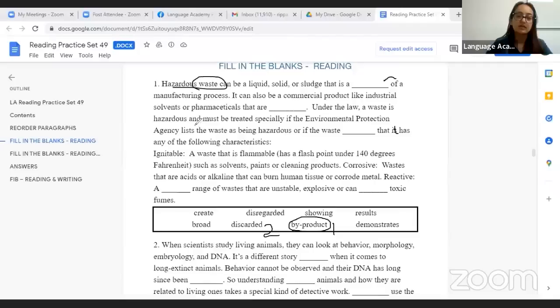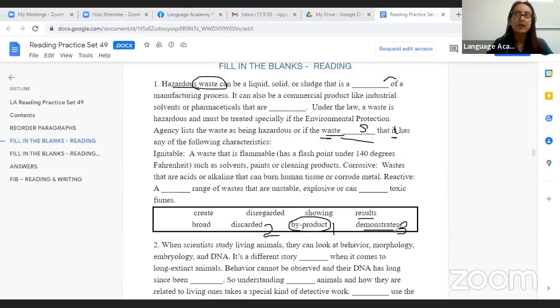Under the law, a waste is hazardous and must be treated, especially if the Environmental Protection Agency lists the waste as being hazardous, or if the waste dash that it has any of the following characteristics. Here we are treating waste as a singular thing, so if the noun is singular, we need a verb with S. Of the options with S we have demonstrates and results. Waste results doesn't make sense. With results, we need waste results in something, so with results we generally use the preposition in. So it should be demonstrates.